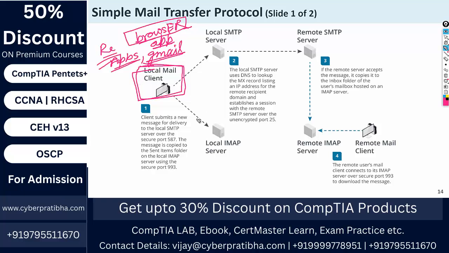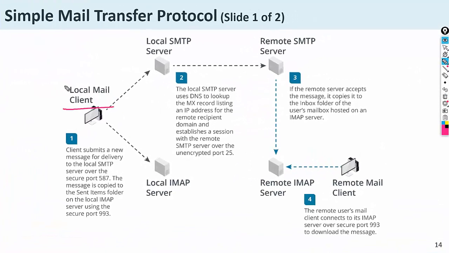So how are all these things working? This is the local email client. When I am writing an email and I click on send, the client submits a new message for delivery to the local SMTP server. Means when I write a mail and click on send, it will be submitted to the local server using port number 587 in the case of a secure, encrypted channel.